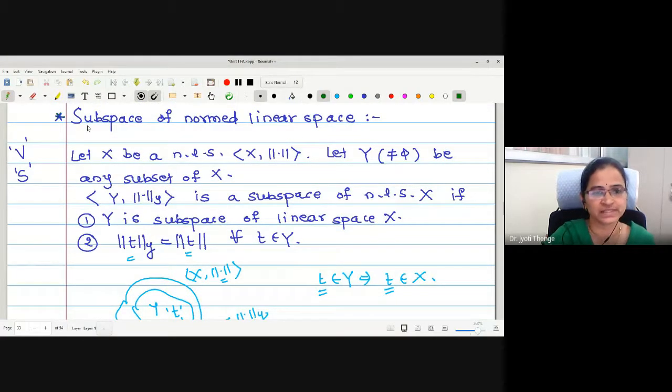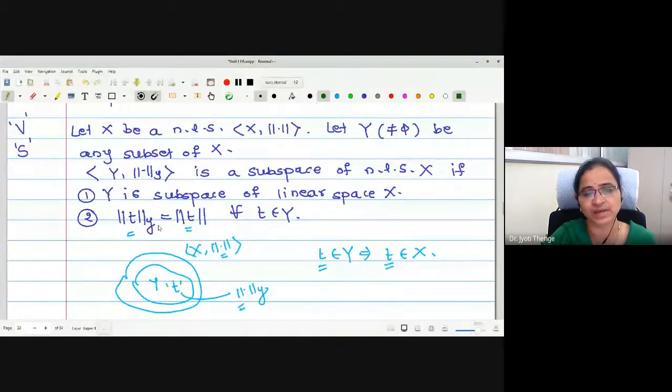Likewise, here also one can say that subspace of a normed linear space can be defined as: first, it should be a subspace of a given linear space, and secondly the norm values of the elements in the subset is the same as the norm value of the element considered as an element of the given space, right? That is, norm y of t is equal to norm of t for all t in y. In this case, one can say that norm value of an element of y is the same for both the norms, norm defined on x, norm defined on y.